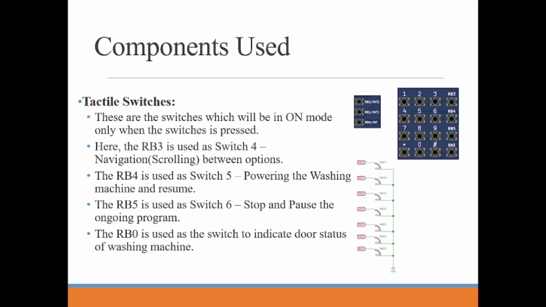Number one is the tactile switches. Tactile switches are switches which will be in on mode only when the switch is pressed. Here RB3 is used as the switch for navigation, for scrolling between the options. The RB4 switch 5 is used for powering the washing machine, and it is also used to continue the process. And RB5 switch 6 is used to stop and pause the ongoing program. The RB0 is used as the switch to indicate the door status of the washing machine.